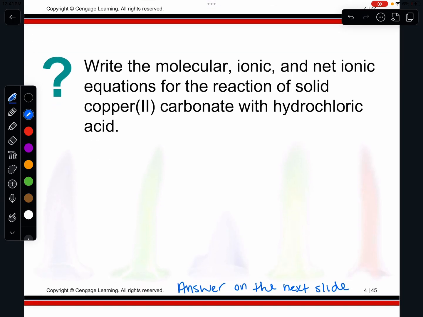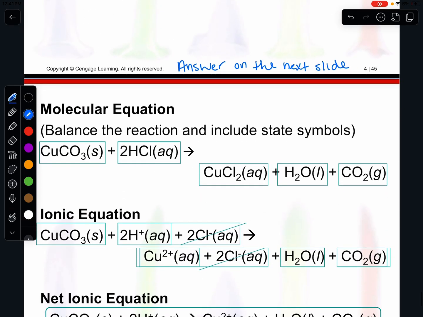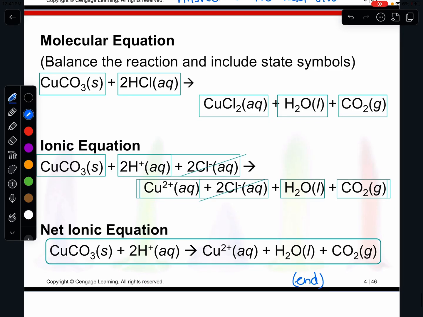So we have another example of molecular, ionic and net ionic equations, and you can go ahead and complete this, pause the video, and then check your answers on the next slide. Okay, and I want to remind you, you do not ever separate solids, and you do not separate liquids either. You only separate aqueous solutions.